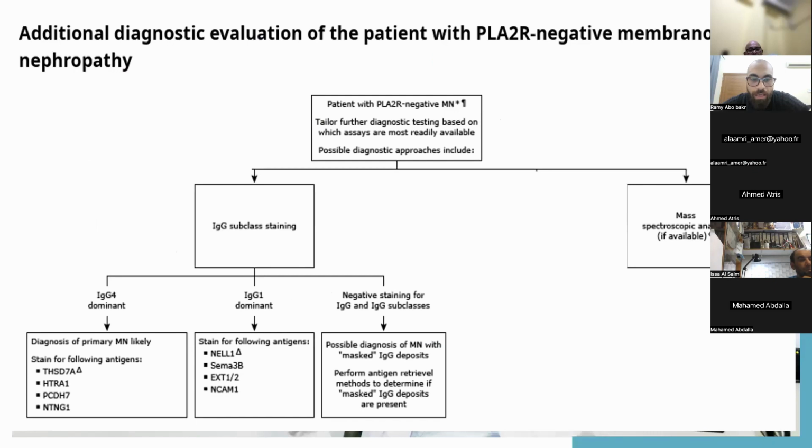Number one, as we mentioned before, the type, the pattern, and the site of immunoglobulin G deposition. If it's IgG4, this is mostly related to primary membranous. If we have another staining, like thrombospondin, it goes with primary. But if it's IgG1, it's mostly related to secondary. And if we have what is called mass spectroscopic analysis, it can help in diagnosis. So phospholipase A2 is not a perfect test, but it's a very useful test in the diagnosis.